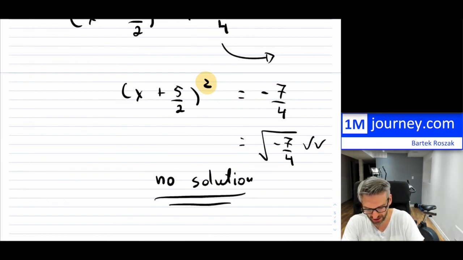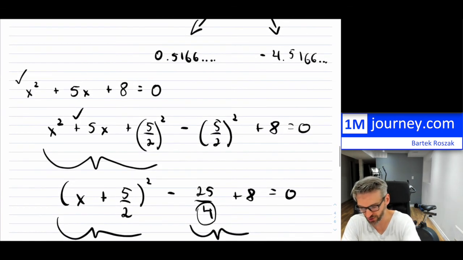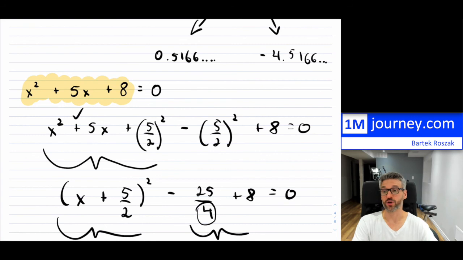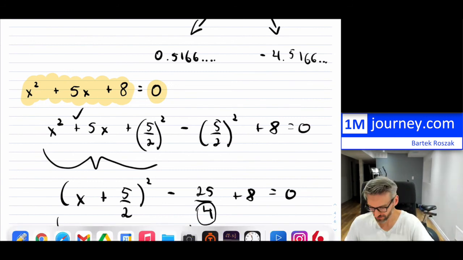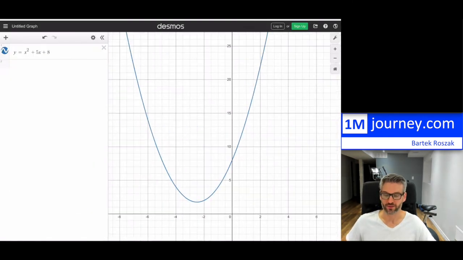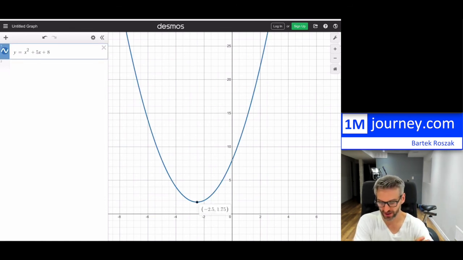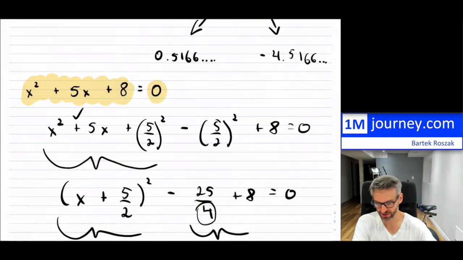And in the physical sense, what it means is that if you wanted to graph this original quadratic, you would notice that it basically wouldn't go through 0. That just wouldn't happen. Let me graph it for you. There you have it. It's a parabola going upwards. We certainly have a vertex. We found the vertex, negative 2.5 and 1.75, but it does not go through 0. So it has no solution.